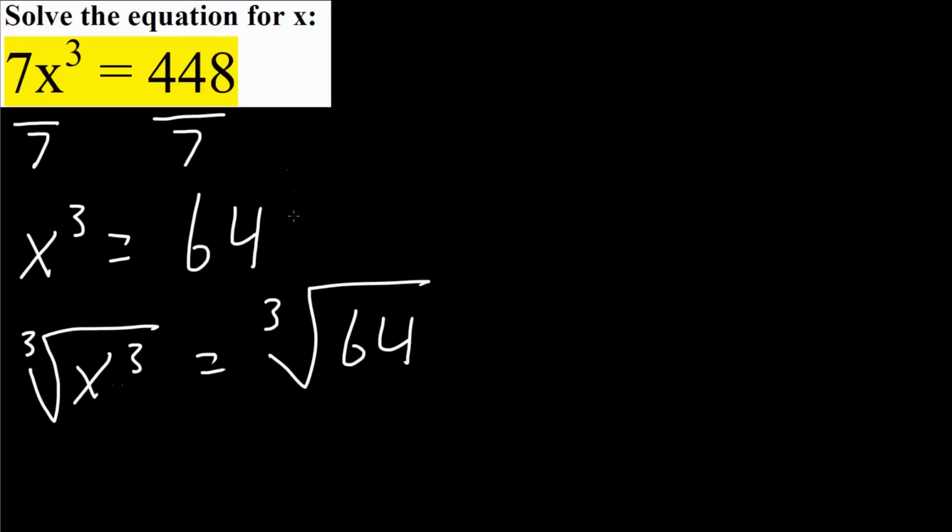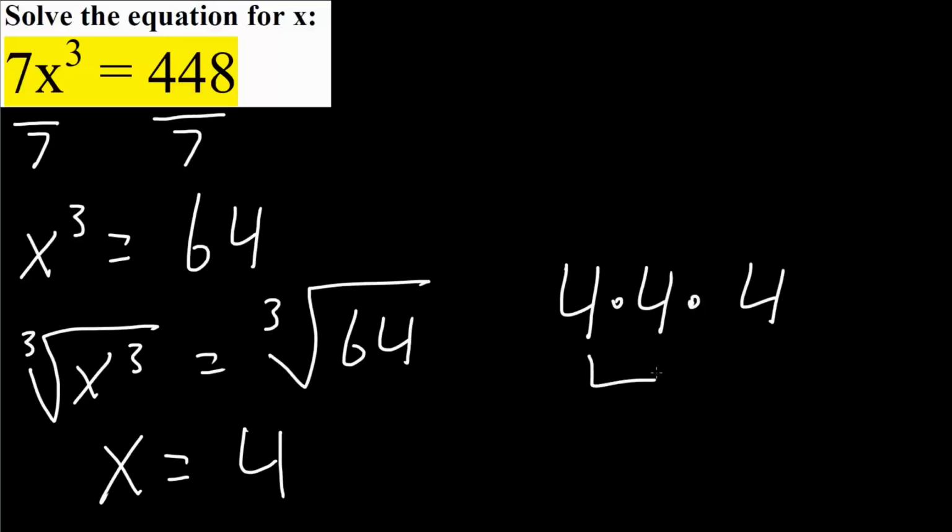And so the next step is the cubic root of x cubed would simply be x, and the cubic root of 64 is 4. And you can check this by 4 times 4 times 4. So this is 16. 16 times 4 is 64. And so the final answer is x equals 4. And now we will do the second problem using the exact same method.